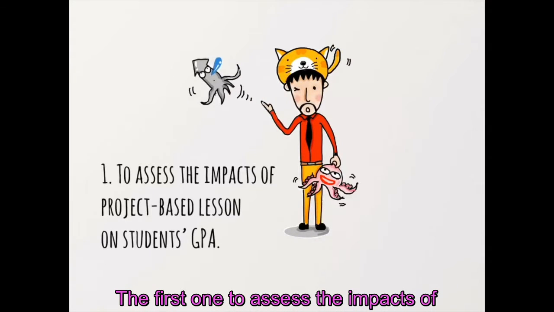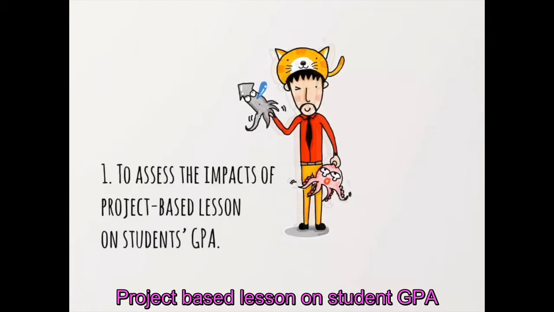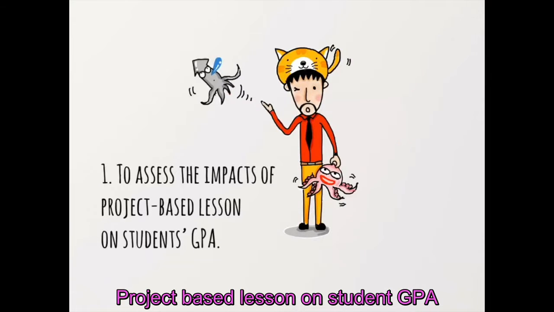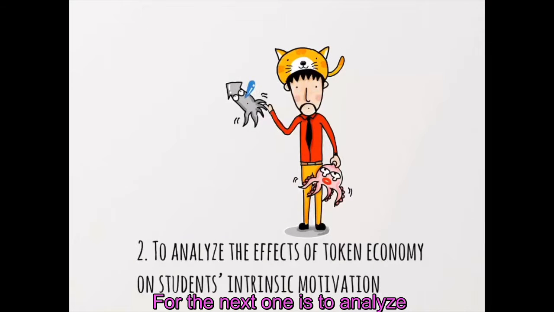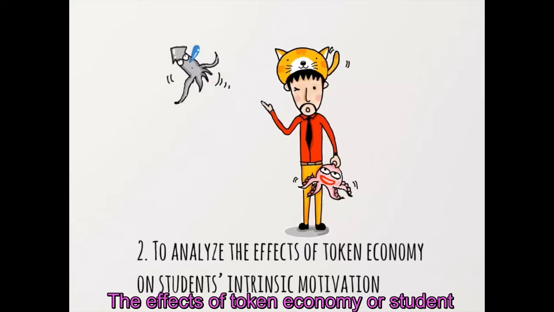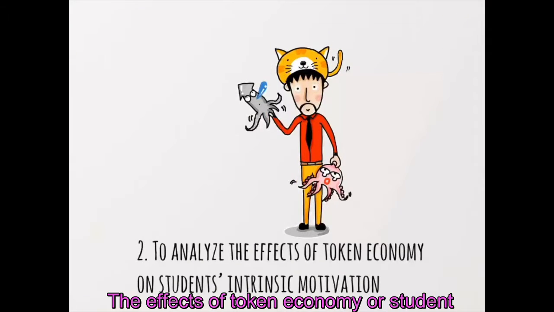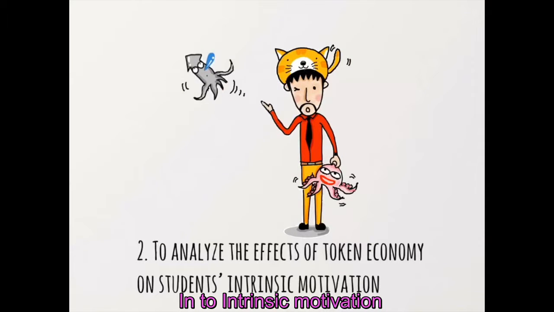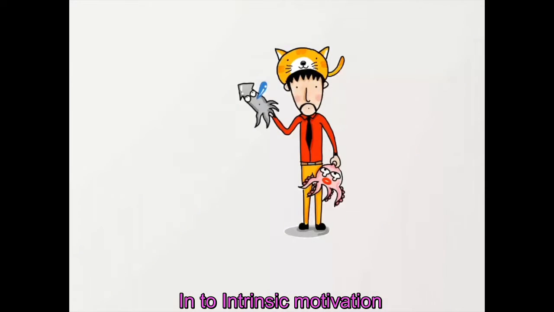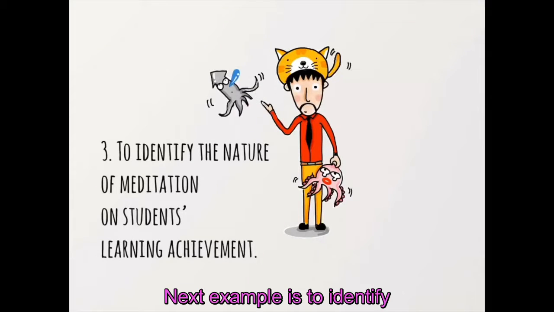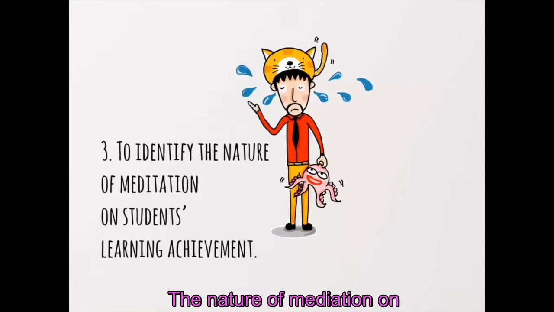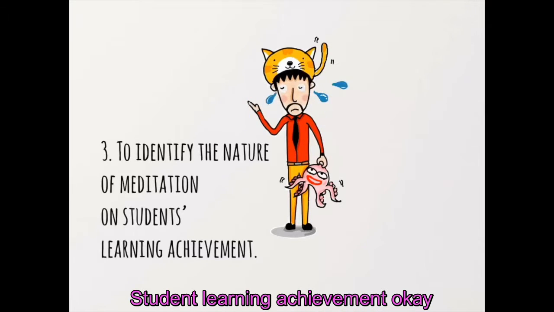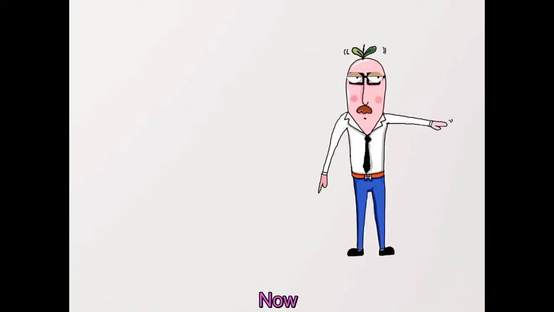Okay, the first one is to assess the impacts of project-based lessons on student GPA. The next one is to analyze the effects of token economy on student intrinsic motivation. And the next example is to identify the nature of mediation on students' learning achievement.